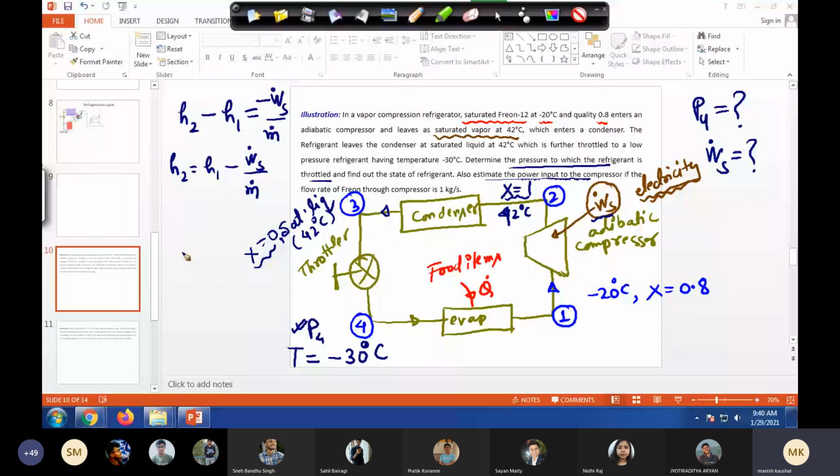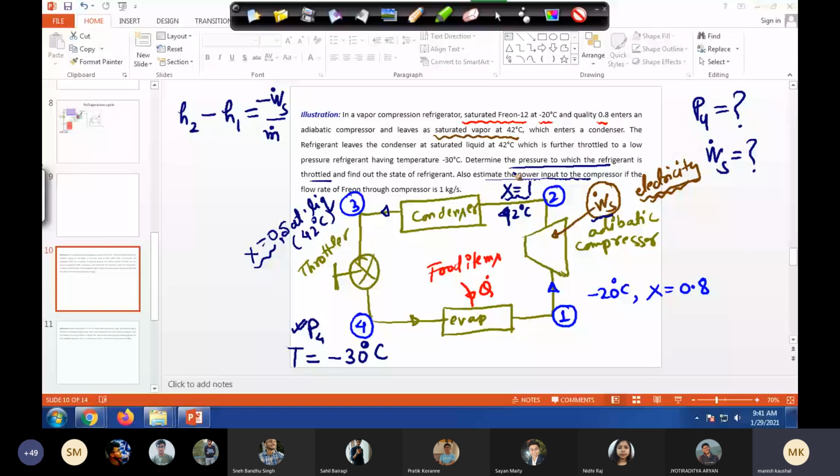So if someone asks you why we compress a real fluid, the crisp and best answer is to increase its enthalpy. You are doing work on it and its enthalpy will increase. Okay, fine, so let's solve this then. If we know H2 and H1, we can calculate the rate of work done, the power input to the compressor, W dot S. M dot is already given. So H2 and H1 we can find.